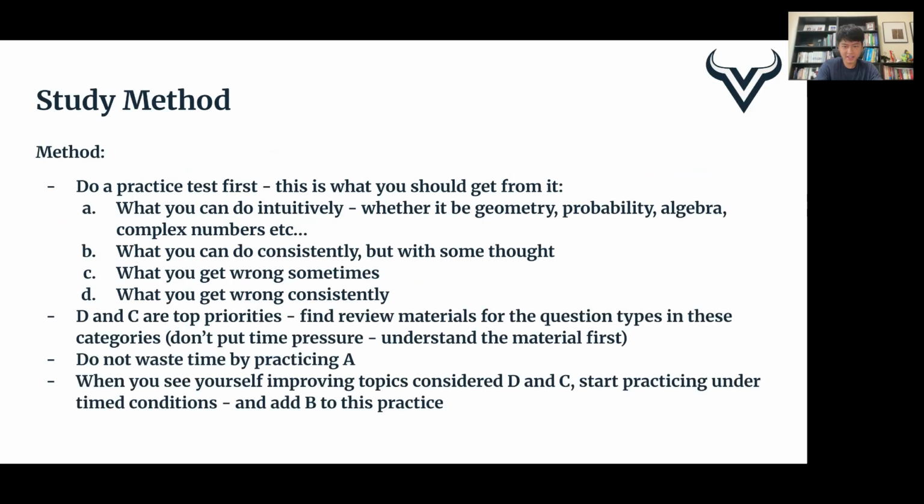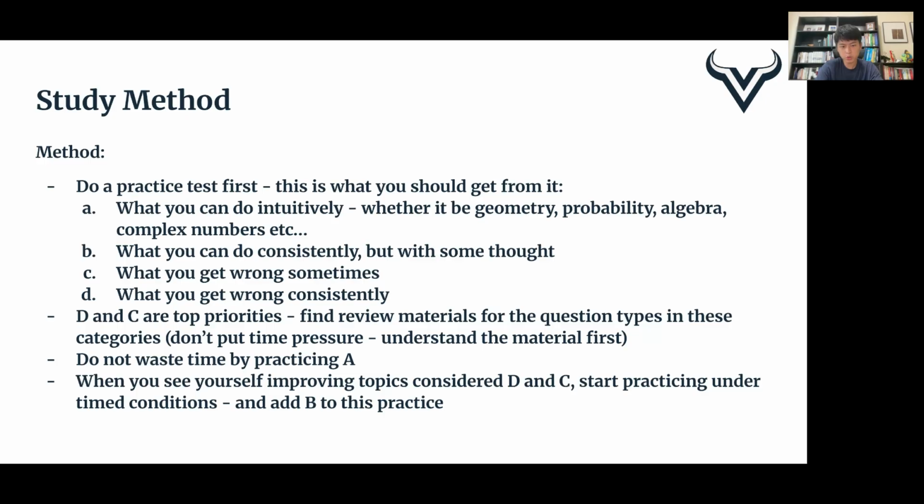Study method. Again, practice is key. Do a practice test first, and from it, you should get what you can do intuitively, whether it be geometry, probability, algebra, complex numbers, or anything. Part B is what you can do consistently but with some thought. C is what you get wrong sometimes, over a series of practices, maybe 1 or 2 mistakes you'll make in some of the areas of knowledge.